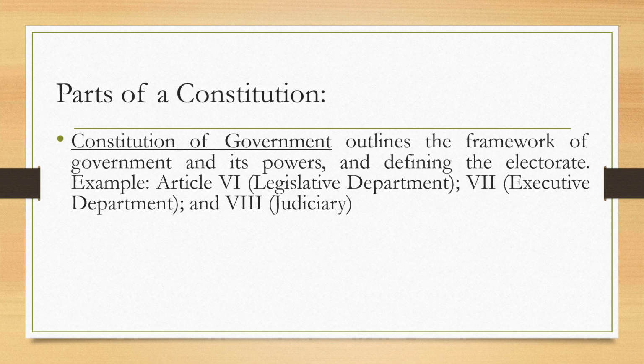One, we have the Constitution of Government. The Constitution of Government outlines the framework of government and its powers and defines the electorate. So, if you look at the 1987 Philippine Constitution, examples of this Constitution of Government are Article 6, or the Legislative Department, Article 7, the Executive Department, and Article 8, the Judiciary. Also, Article 5 on suffrage, Article 4 on citizenship. These are examples of the constitution of government embodied in the 1987 Philippine Constitution. Well, it defined the framework of government, including what powers are to be exercised and of course, who are those that can be considered part of the electorate?